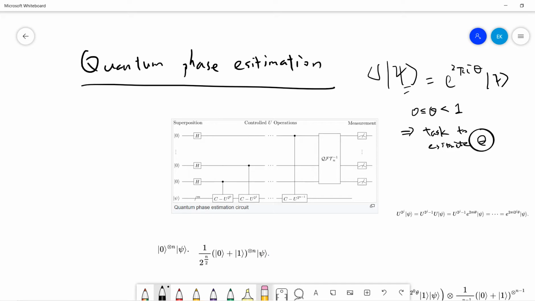Just to recall, by definition, U to the 2 to the j acting on psi will be exponential 2 pi i 2 to the j theta times psi. This is just straightforward.